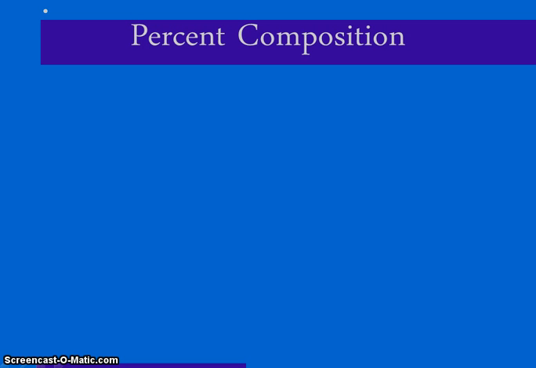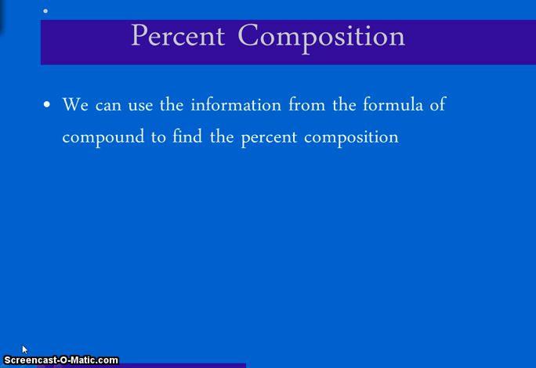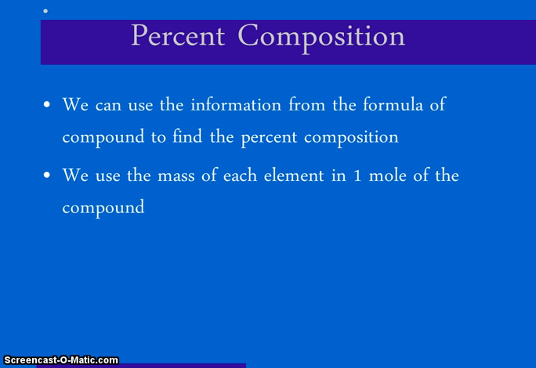Percent composition. We can use the information from the formula of a compound to find the percent composition by mass of each element in that compound. We use the mass of each element in 1 mole of the compound.